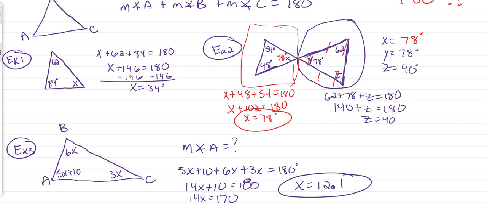Then I would have to find the measure of angle A. So for the measure of angle A, I would substitute 5 times 12.1 plus 10. So that's going to be 60.5 plus 10. That's it.